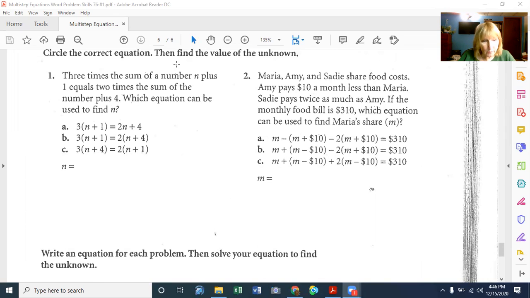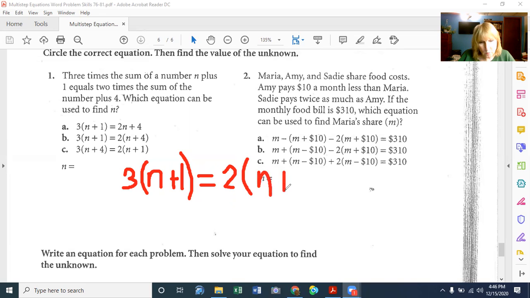Okay, before we even look at our choices, let's just read what it says. 3 times the sum. So when you say sum, I'm going to use parentheses. 3 times the sum of a number n plus 1. When you see the word quantity or the word sum, that means you're going to have to put something in parentheses. So 3 times the sum of a number n plus 1 equals 2 times the sum, again the word sum, so it's going to be parentheses, 2 times the sum of the number n plus 4.